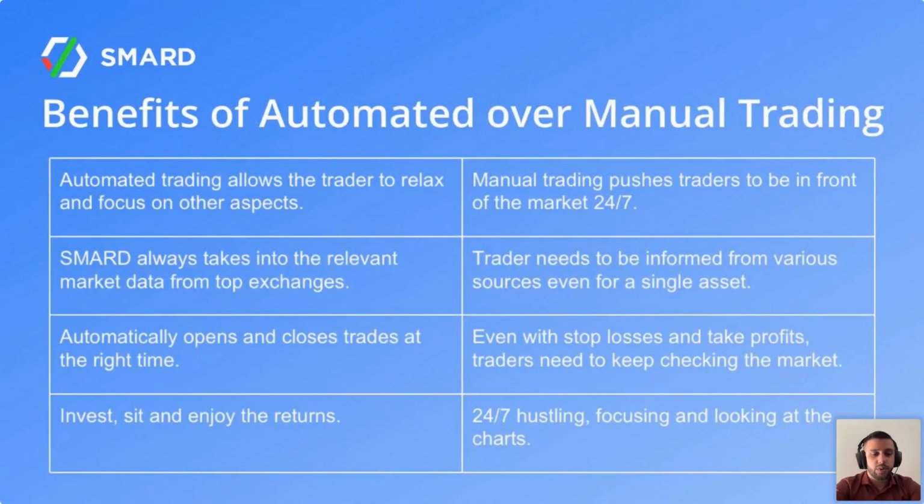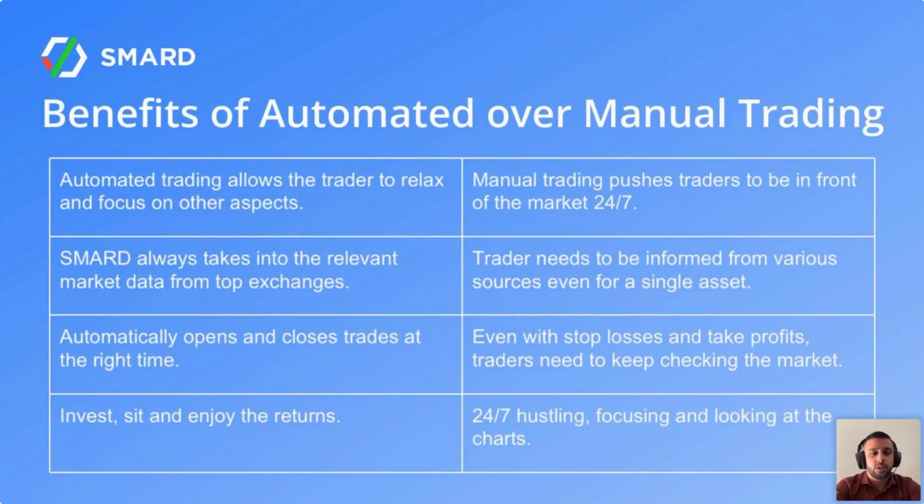Moving on to the next slide, what I want to focus on is what are the benefits of automated trading over manual trading. Let's set that up first. Well, automated trading basically allows the trader to relax and focus on other aspects of whatever they want to do in life. They want to focus on their job, they want to focus on their business, they want to travel the world, whatever it may be, right? When it comes to manual trading, you always need to be in front of the PC, you always need to be monitoring the markets, and that's a 24/7 game, right?